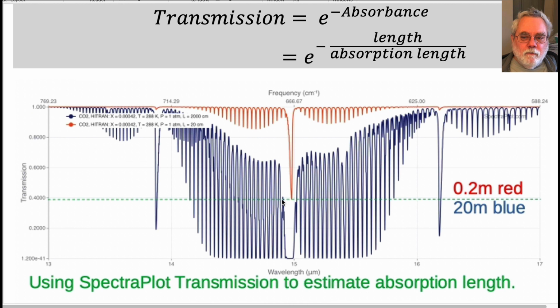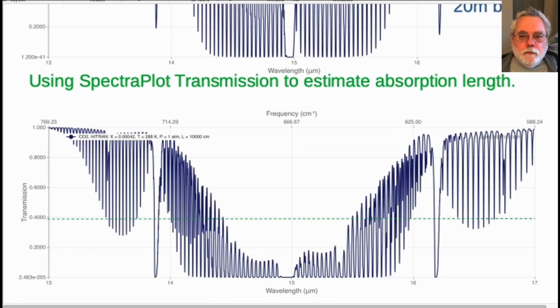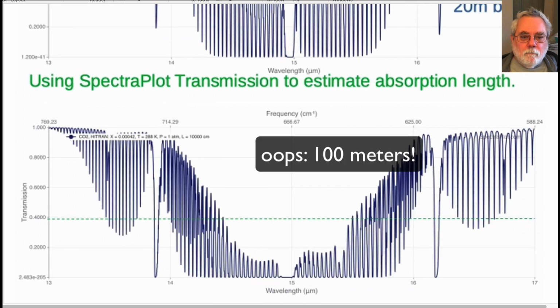When transmission for the blue curve dips below the green dashed line, the absorption length is less than 20 meters for those wavelengths. So, for many small wavelength ranges between 14 and 16 microns, but not for the entire range. Next, I used 100 microns.